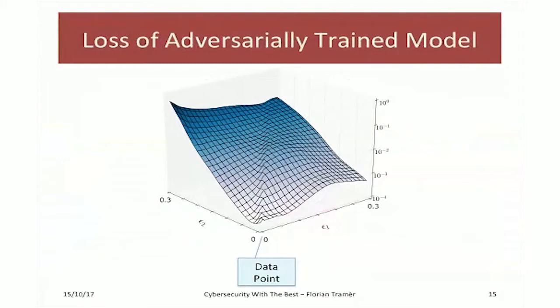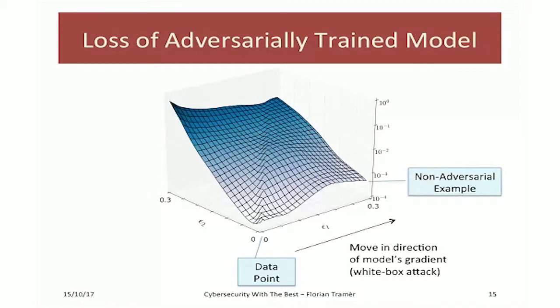It's something we can nicely visualize by plotting the loss that the model incurs when starting from a data point. Here at 0.00, that's our original data point. And then we're going to see what happens when we move in two different directions. On the first axis, we're moving in the direction of the model's gradient. So this is the equivalent of doing a white box attack. And we see that even if we go relatively far in this direction, so if we perturb the image quite a bit, the loss doesn't really change. It goes up a little bit, but not by much. And so we actually end up with a point that's not adversarial, that's still correctly classified.